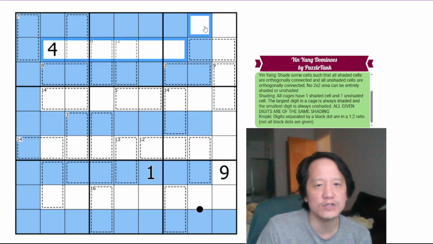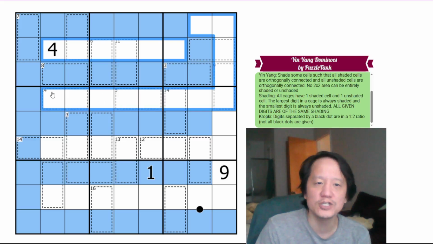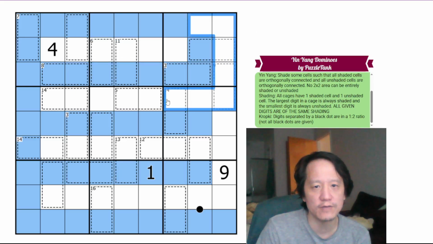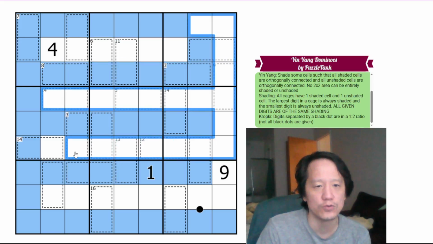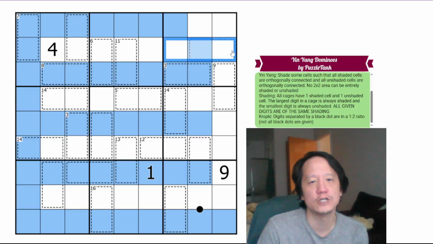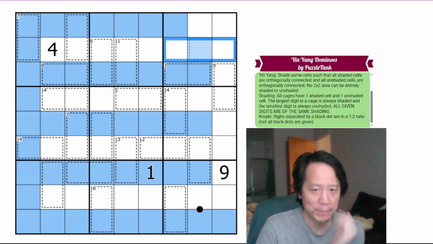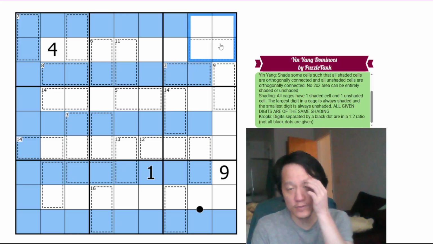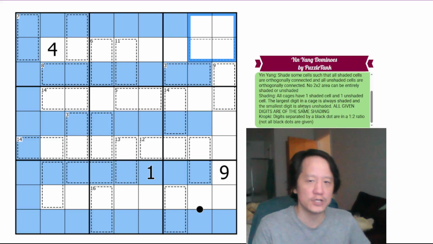This is not a valid yin-yang shading because for the unshaded regions, to get from any of these cells to any of these cells, you either have to cross a corner, you have to move diagonally, you cannot go through edges, or you have to go through the shaded area, which is not allowed. This is not a valid yin-yang shading because we have a 2 by 2 area that is entirely unshaded. So that's an example of how yin-yang shading works.